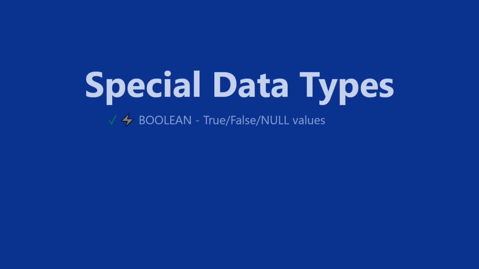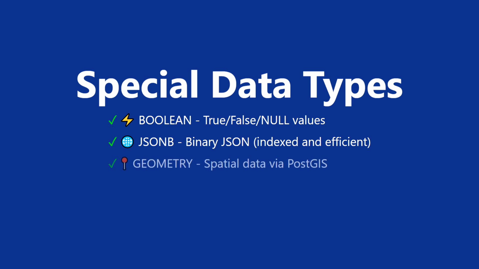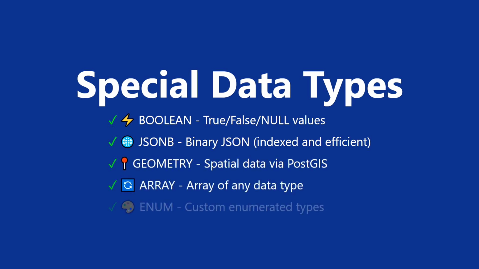Beyond the basic types, SQL also offers specialized data types for specific needs. Boolean types store simple true or false values. For storing structured JSON data, JSONB provides both storage efficiency and indexing capabilities. When working with maps or location data, geometry types through extensions like PostGIS handle spatial information. And if we need to store collections, array types can hold multiple values of the same type in a single field. And for fields with a fixed set of possible values, custom enum types ensure data integrity.